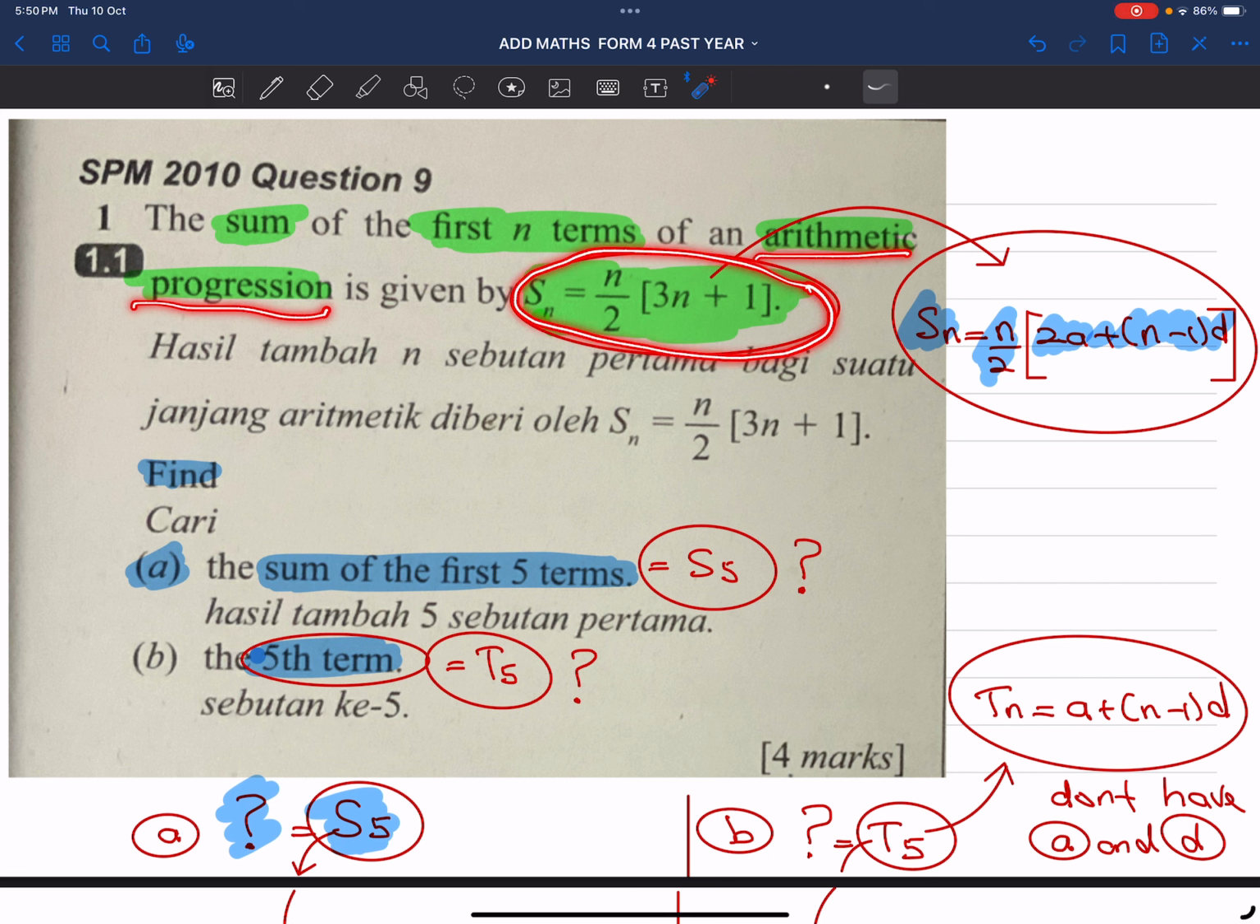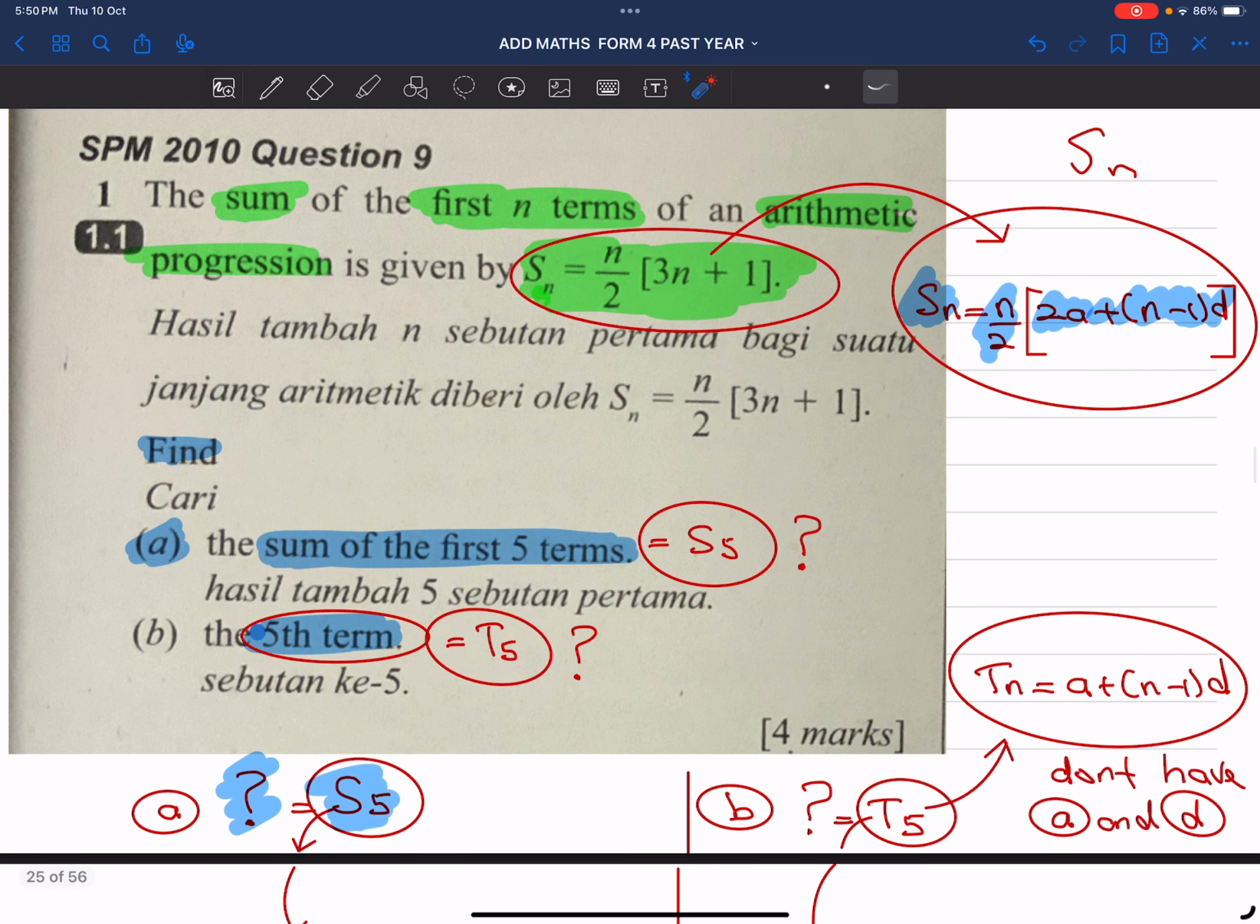But we have already learned from the notes that the formula for Sn for an AP is Sn equals n over 2 brackets 2a plus n minus 1 d. But since the formula is given, we must use it. So we cannot use the formula from the notes. We must use the given formula. We look at what they're asking.